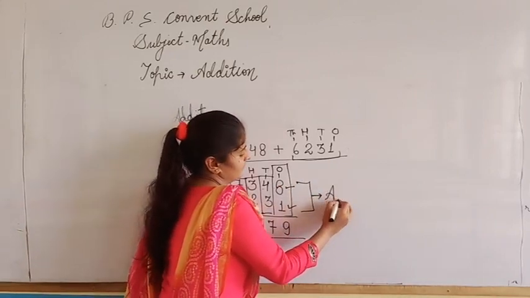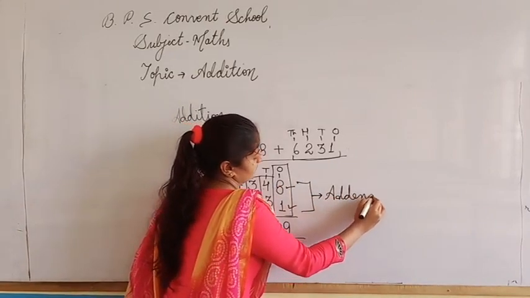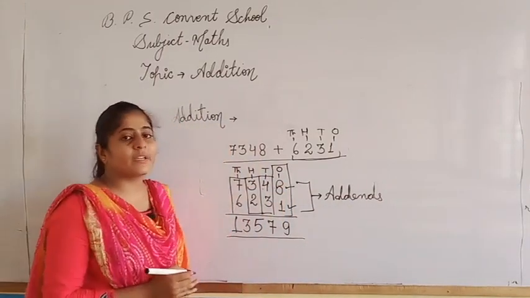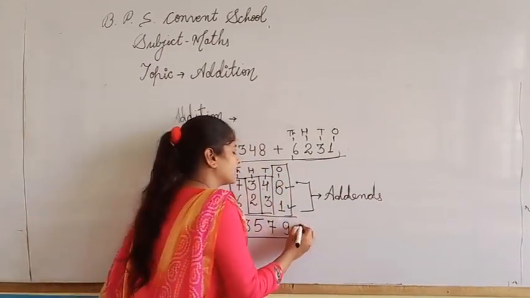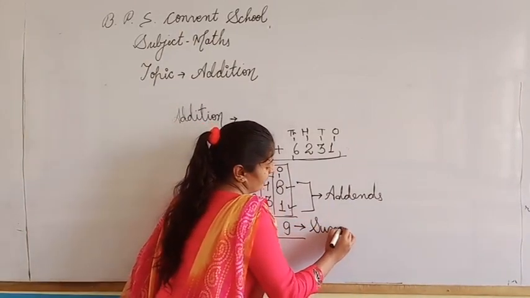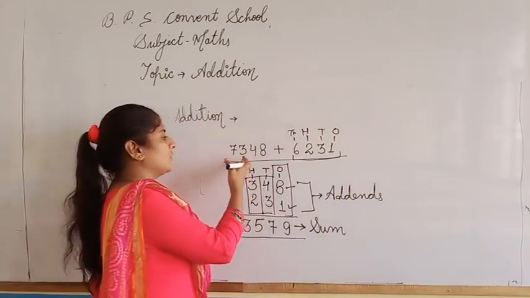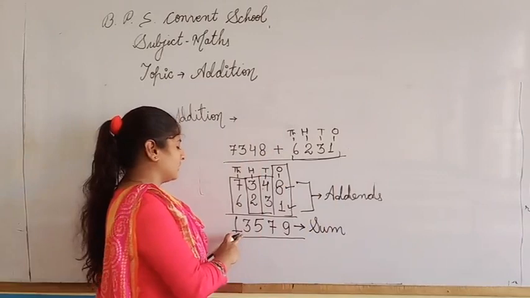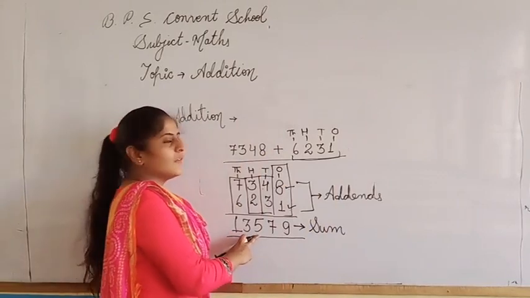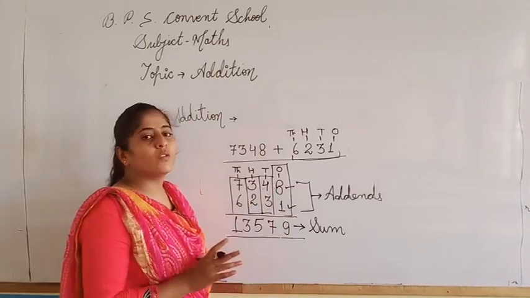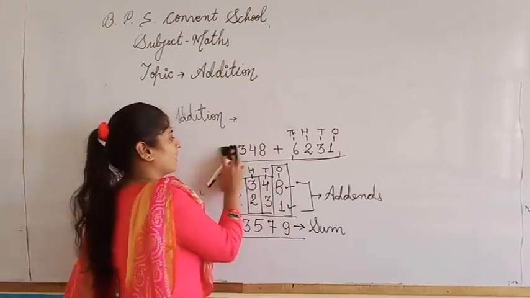Numbers that we add, what do we call them? Addends. And after adding these numbers, we get the result. And the result of addition is called the sum. So, what is the sum of these two numbers? The sum of these two numbers is 13,579.